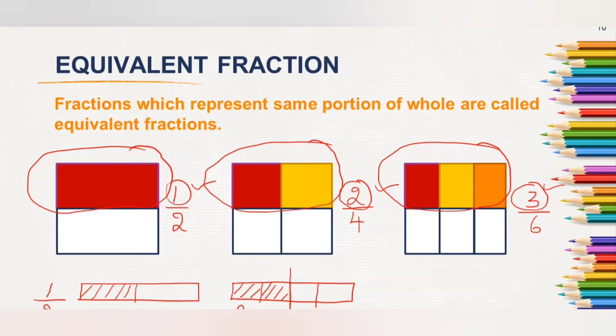Now, can you tell me, are 1 by 2 and 2 by 4 the same? Yes, because when it was divided into two parts, you got half. Now here, when it is divided into four parts, you are also getting half only. So that means 1 by 2 and 2 by 4 are equivalent fractions. Means the same.